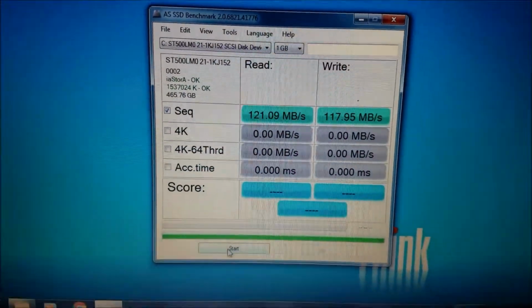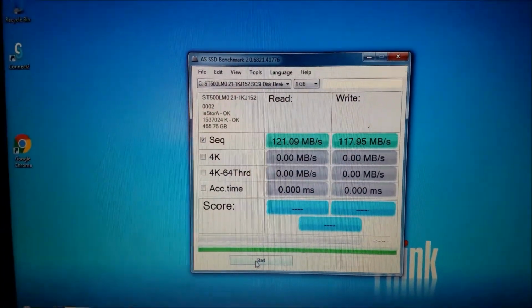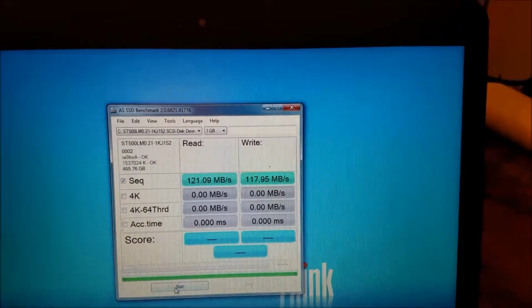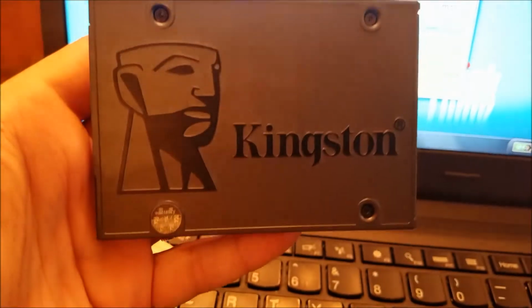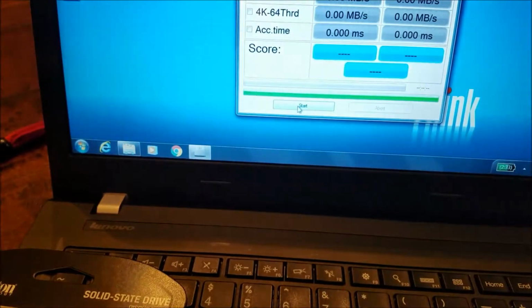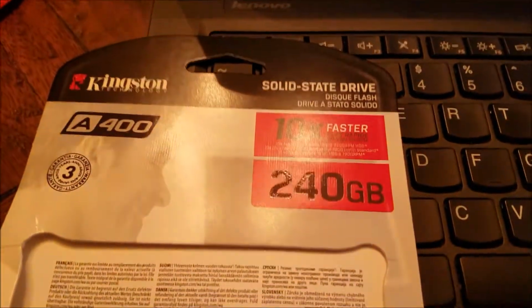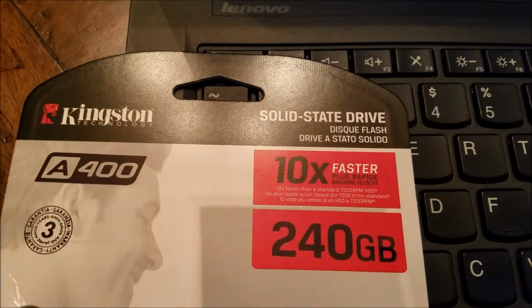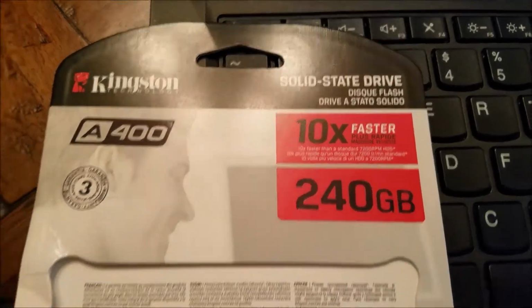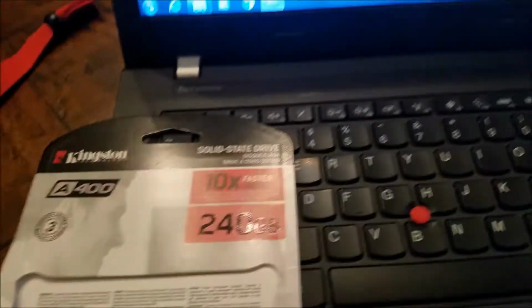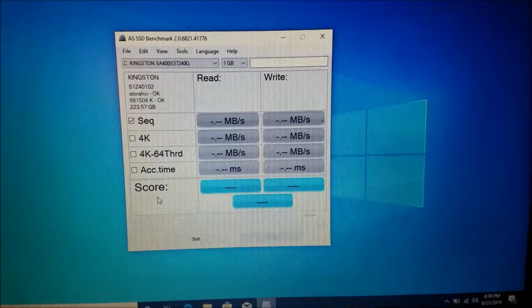So now we're going to pop in the Kingston SSD and we'll see if we get 10 times faster speeds. All right, I'll be right back. All right, guys, and we're back now.